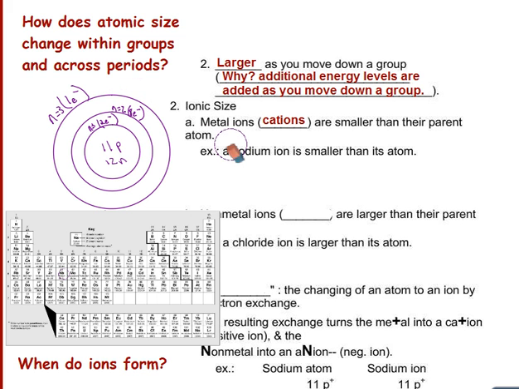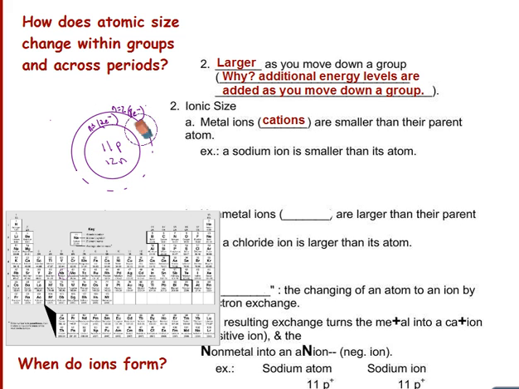Well, if this is the size to begin with, and it loses an electron, we lose this electron in that whole outer orbital, and this becomes the size of the ion. So it goes from a larger energy level down to the lower energy level, and it loses that outer electron, and the whole thing just shrinks. So a sodium ion is going to be smaller than the atom, just like that.